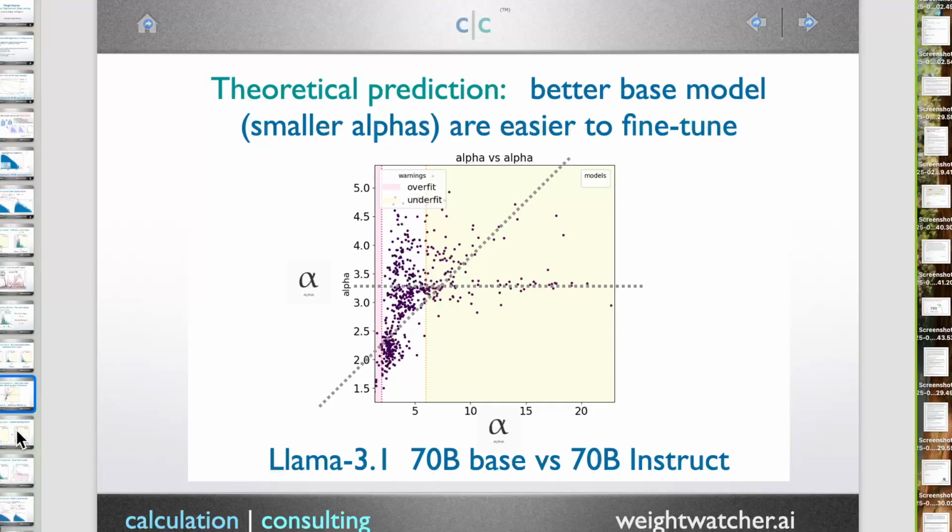Does that answer your question on the implication? I want to make sure I caught that. Yes, it does. And one more question on the theory, right?